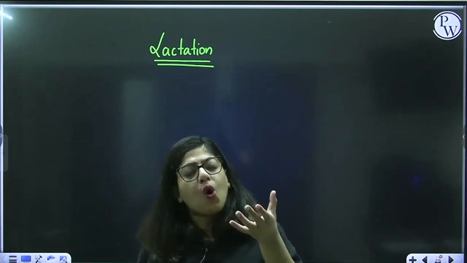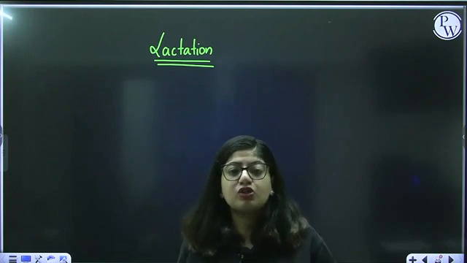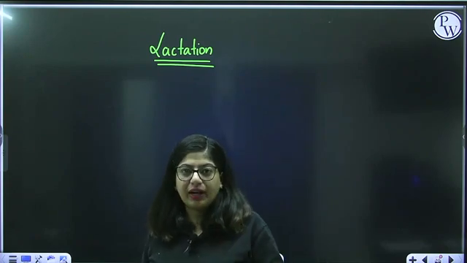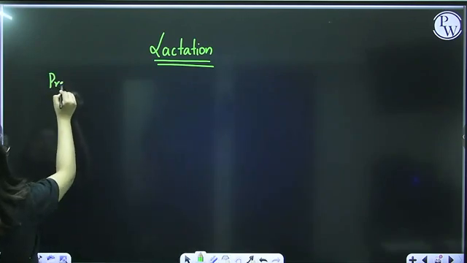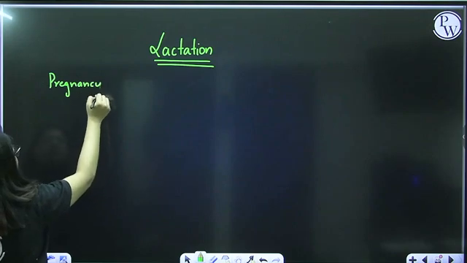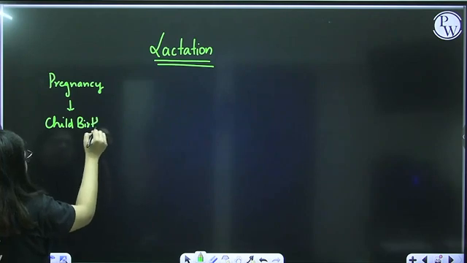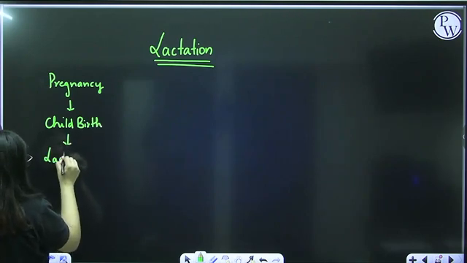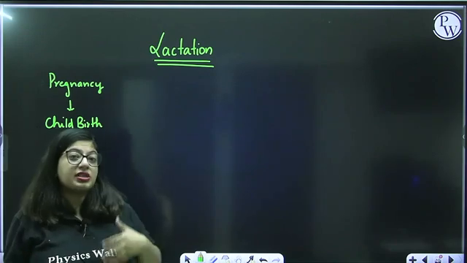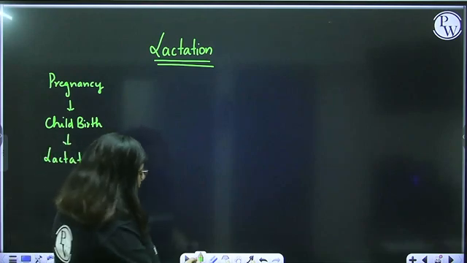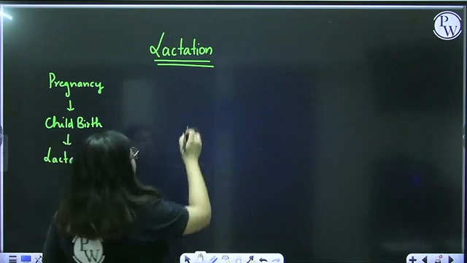So lactation is always followed by pregnancy and childbirth. These are a set of events. First of all, the pregnancy takes place. The mother is pregnant, forming a baby, and then childbirth takes place. The mother gives birth to the child, and then lactation comes, where she feeds the baby for around 6 months, in some cases 2 years. So how does this lactation take place? This is under the control of hormones.